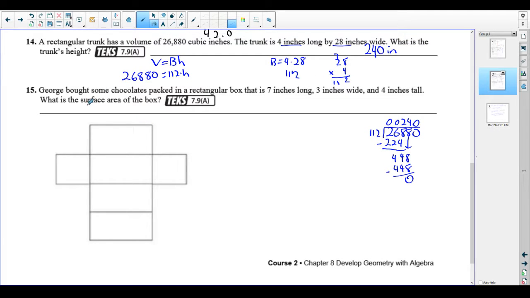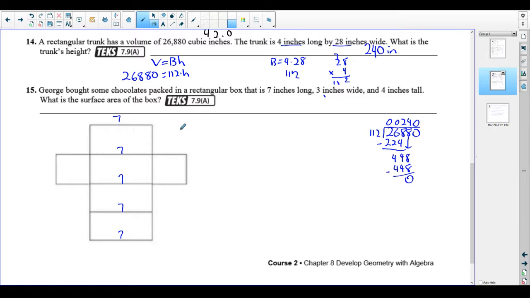Alright, last one. George bought some chocolates packed in a box that's 7 inches long, 3 inches wide, 4 inches tall. What is the surface area of the box? Alright, so this one I gave you the net, but I didn't label it, so we have to label it ourselves. So the biggest side is 7, so let me pick this biggest side, and I'll call that 7, and it'll be 7 all the way through.